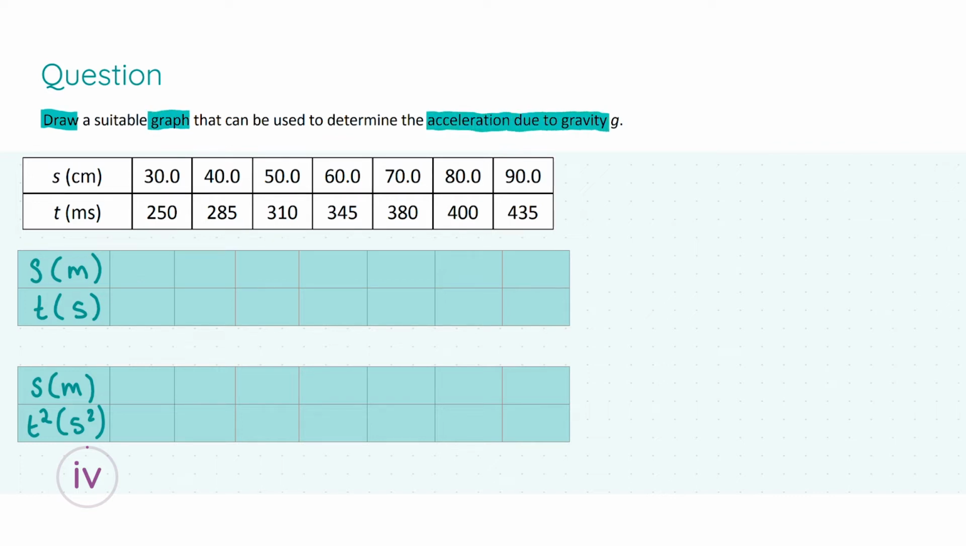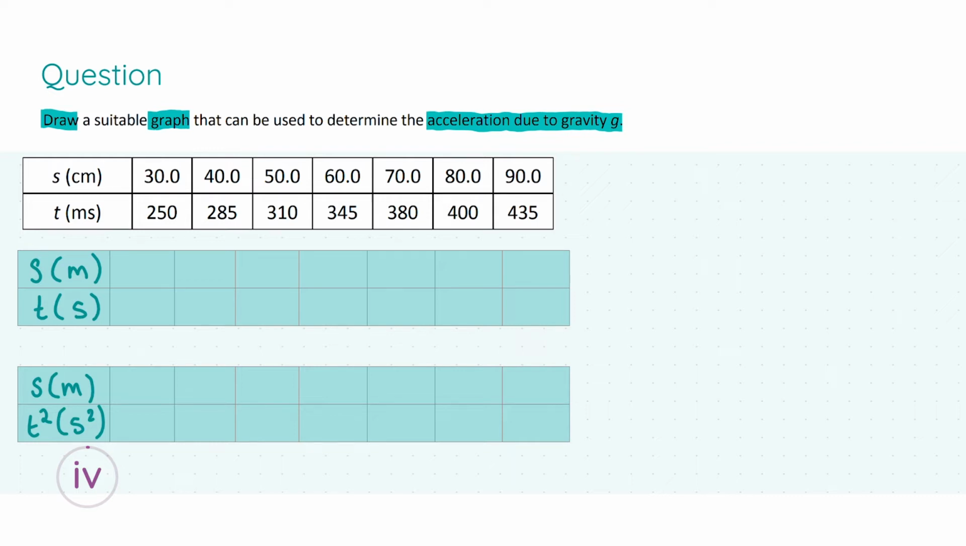Okay, so we're given a table of values here, and we have the distance s in centimetres and the time taken for the ball to travel this distance s in milliseconds. So we're going to have to change them into SI units, but we're going to have to change them a little bit more than that.